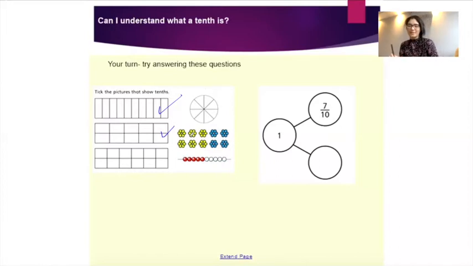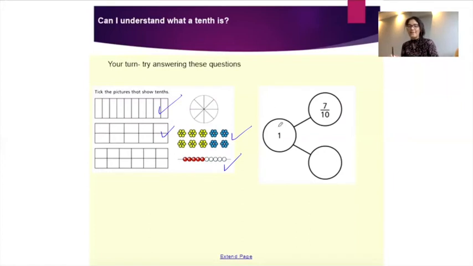Let's try this one with the flowers. 1, 2, 3, 4, 5, 6, 7, 8, 9, 10. This is a picture that shows tenths. What about this last picture here? 1, 2, 3, 4, 5, 6, 7, 8, 9, 10. This also shows tenths because it is divided into 10 parts. So very well done if you have correctly identified those pictures.